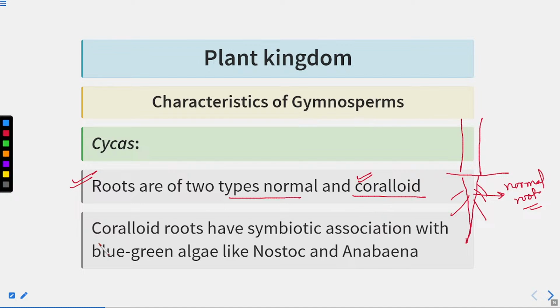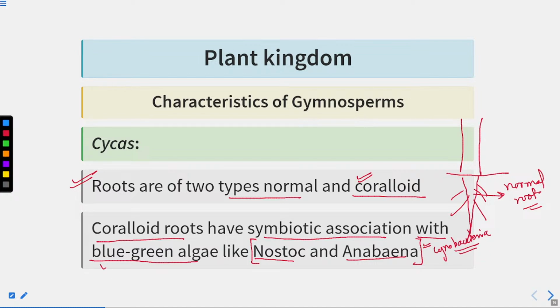Coralloid roots have a symbiotic association with the blue-green algae like Nostoc and Anabaena. So these are the two examples of cyanobacteria.